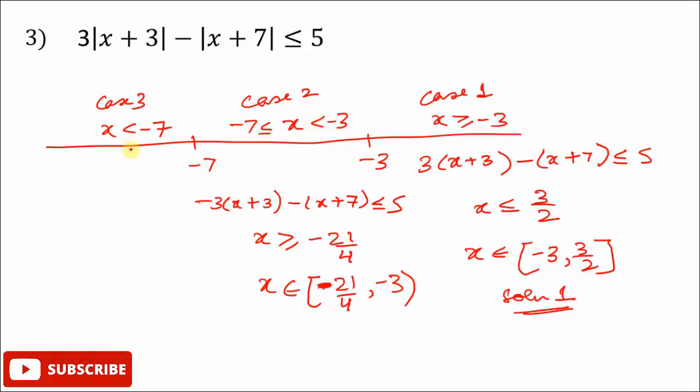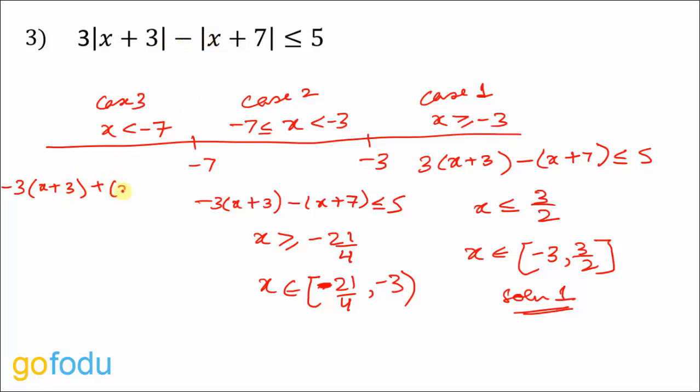Okay. Take case 3. We are towards the left of -7. Both these terms are negative. So both these mods will open with a minus sign. And we'll get minus of 3 into (x plus 3) minus of minus (x plus 7) is less than or equal to 5. And this will give x is greater than or equal to -7 by 2. This is our solution.